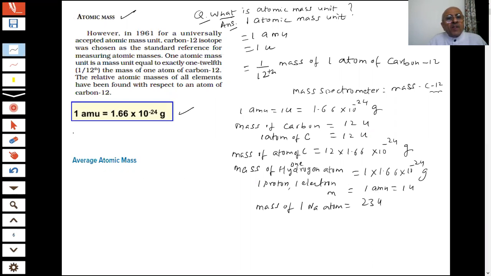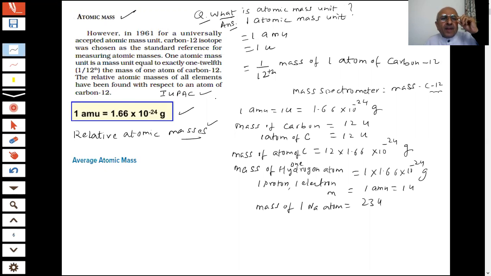Sometimes they will call these relative atomic masses. Why do we call them relative atomic masses, students? Because we are comparing the mass of all the atoms with which element? Which element is standard? Carbon 12. This was decided by the International Union of Pure and Applied Chemistry, IUPAC, students. These scientists together decide certain rules or conventions in science or in chemistry.